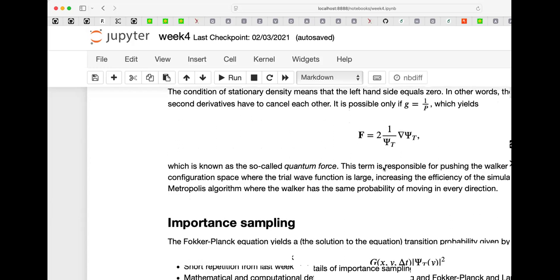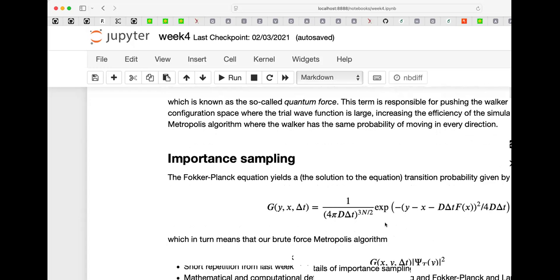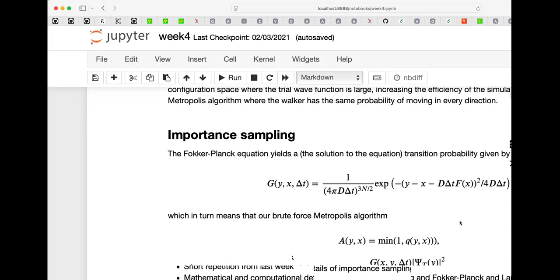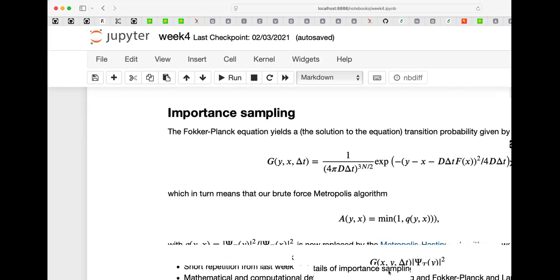So the equation which we are going to derive from the Fokker-Planck equation, when you solve that, you can show that the solution is given by this quantity here. These are normalization constants for a Gaussian, but it's going to include this quantum force at a position x. Now, the other equation, when you go from x to y, this expresses the probability of making a transition from x to y in a time step delta t.